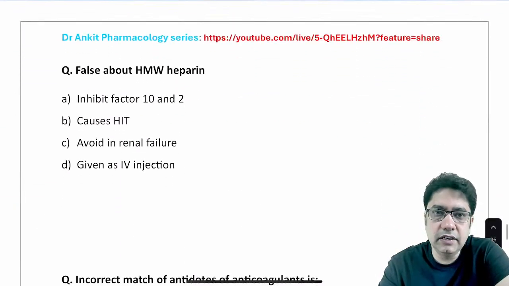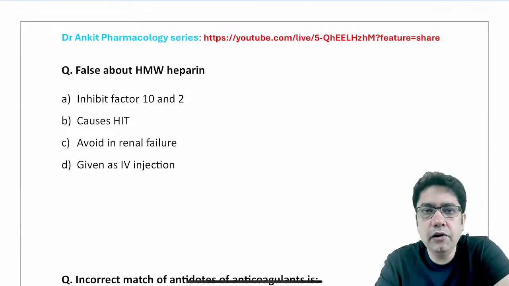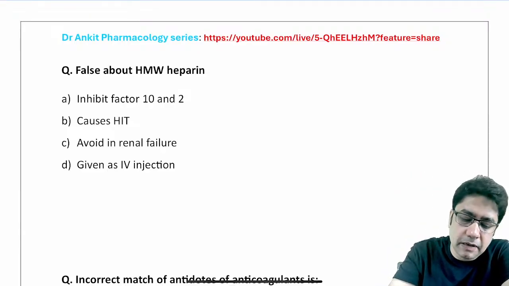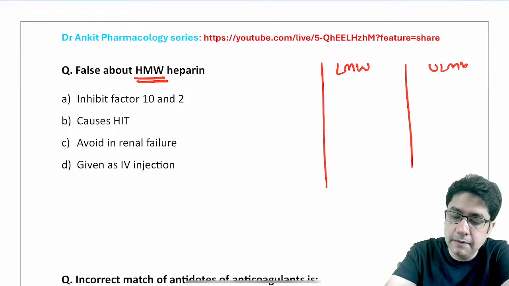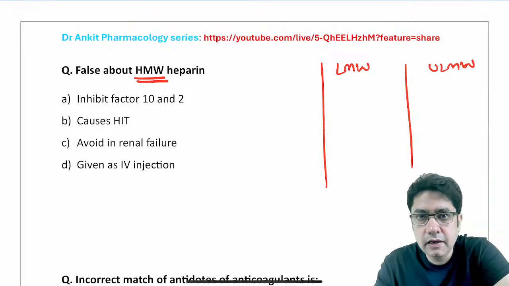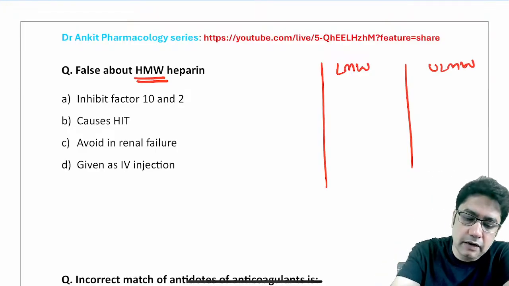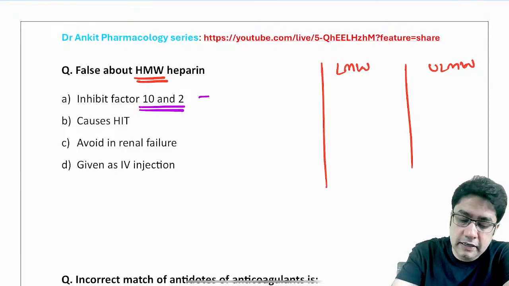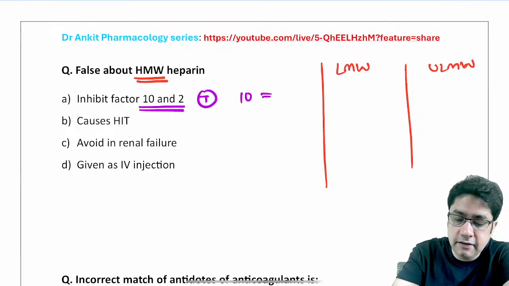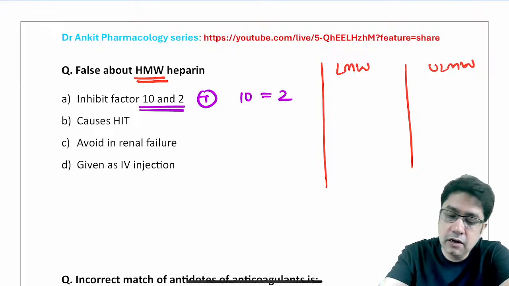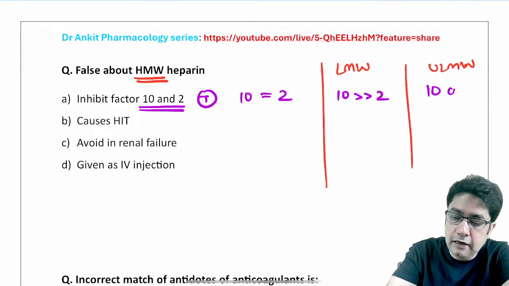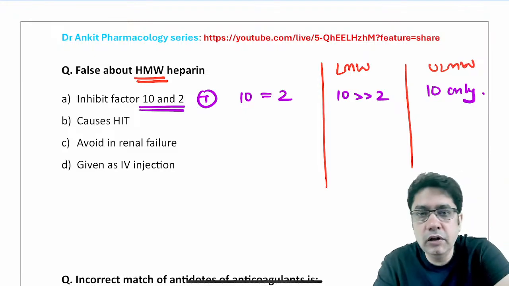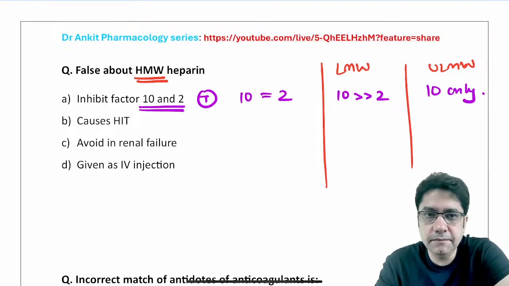Fine. What is false about high molecular weight heparin? So remember, high molecular weight heparin as compared to low molecular weight and ultra low molecular weight heparin. Let's compare them. High molecular weight heparin inhibits 10 and 2. It is true. It inhibits 10 and 2 clotting factor. Low molecular weight inhibits 10 and 2. And ultra low molecular weight heparin only inhibits clotting factor 10.